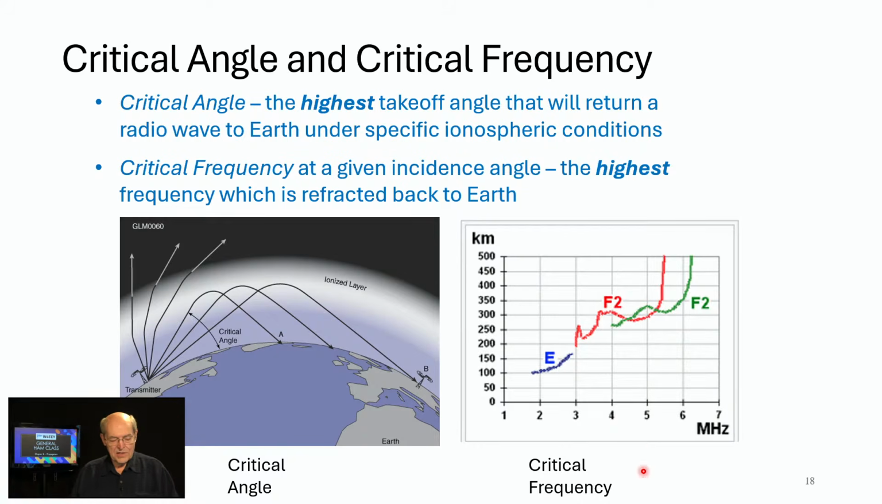So the ionosonde is actually measuring that critical frequency. So critical angle, as we said, is the highest takeoff angle that will return a radio wave to Earth under specific ionospheric conditions. And I repeat that because we've got two pool questions, and the same trick works for both of them. Critical frequency at a given incidence angle is, again, the highest frequency which is refracted back to Earth.